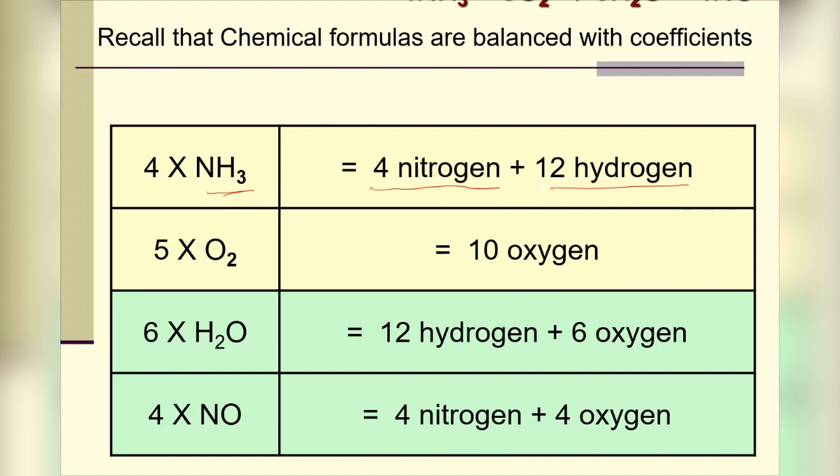Here 5 times 2, so 10 oxygen atoms. 6 times H2O, so hydrogen became 12, oxygen became 6. Nitrogen and oxygen both became what? 4. Remember the difference between subscript and coefficient. Let's move on.